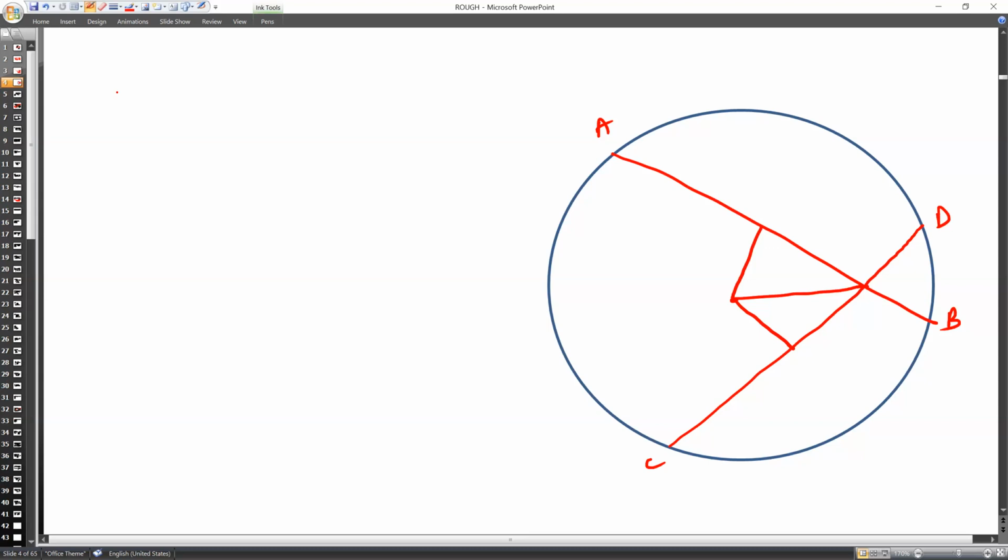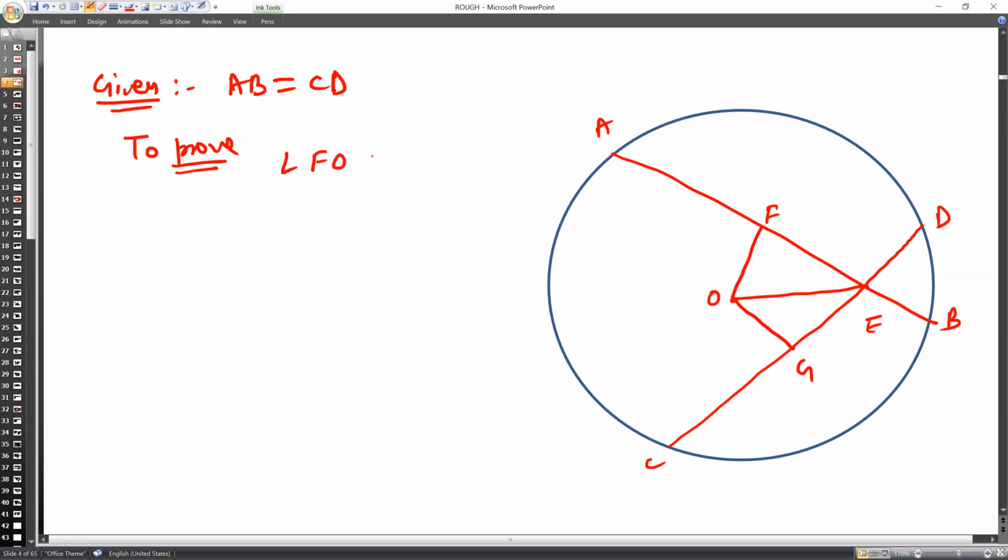Given that AB is equal to CD, the two chords. If this is E here, this is F, this is G, and this is O. To prove: angle FEO is equal to angle GEO. We need to prove this one.